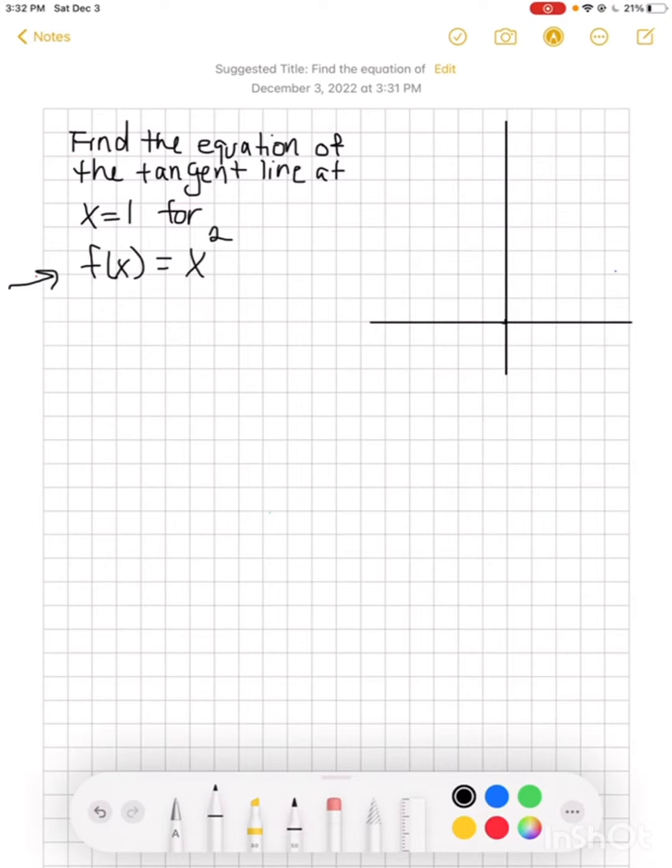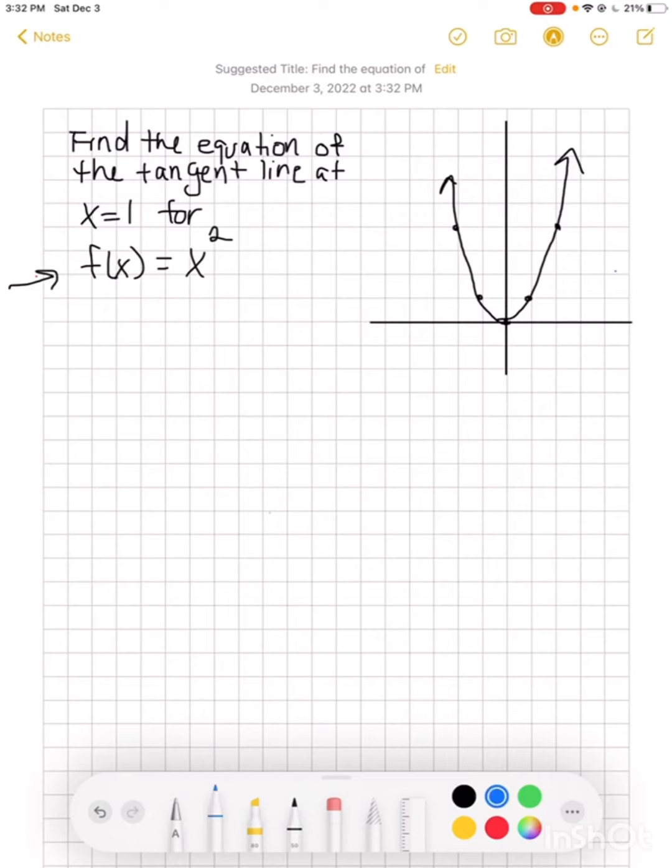So I'm going to graph the graph of y equals x squared, and I'm really bad with graphs, so bear with me. Okay, so the graph of y equals x squared looks something like this. Okay, so let's talk about what this is asking us.